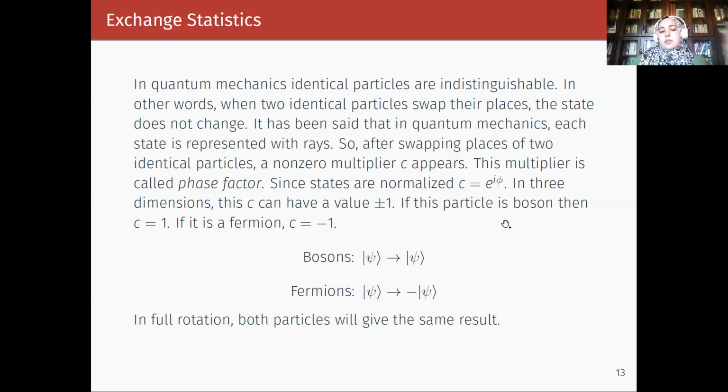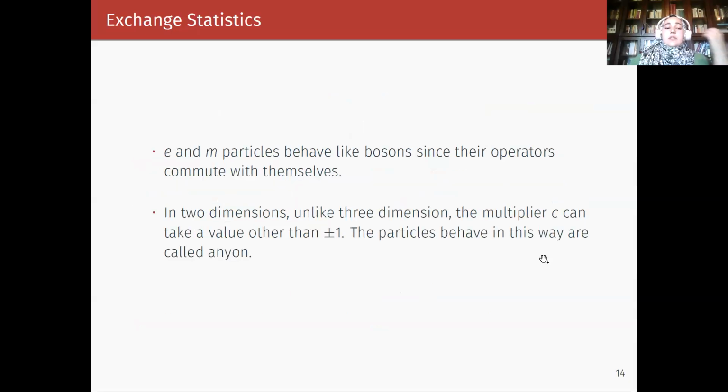In 3 dimensions, we know that this multiplier can have a value plus or minus 1. If it's plus 1, we call that particle a boson. And if it is minus 1, we call that particle a fermion. So let's now look at the 2 particles that we have created in the excitations, E and M particle. Assume I have changed the place of 2 E particles. This means I change the place of the operators that create the E particles. But since these operators commute with themselves, I will still get 1 as a phase factor, which means these particles behave like bosons.